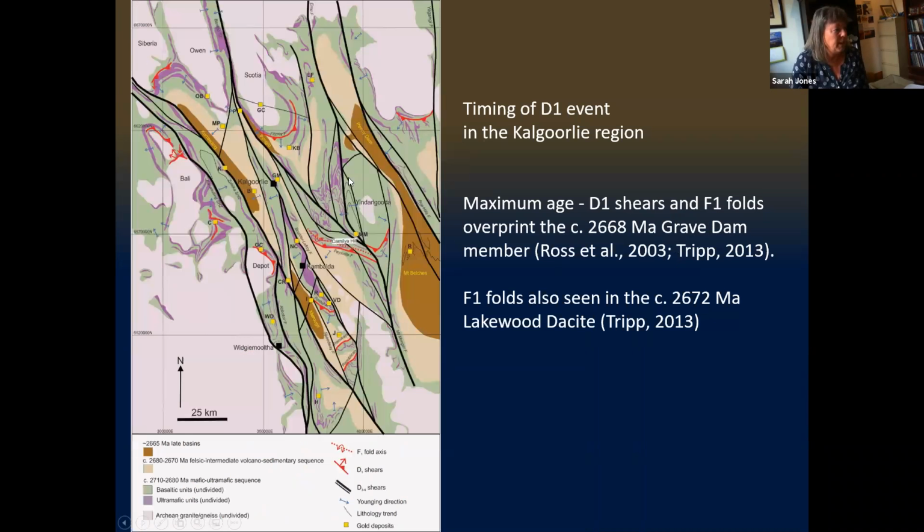I'll just say timing here. We know we've got D1 shears overprinting the Grave Dam member, with the 2668 Grave Dam member, and also F1 folds are seen in the Lakewood Day site. So again, it's a similar timing to what we've seen in the other areas.